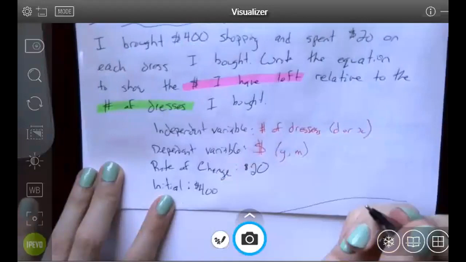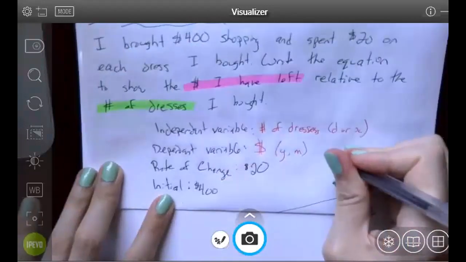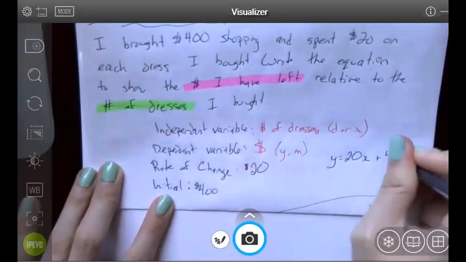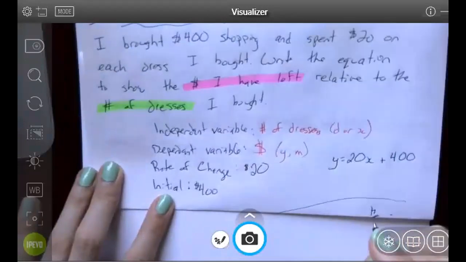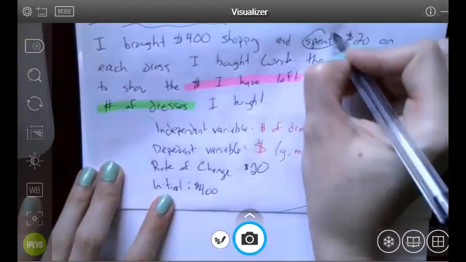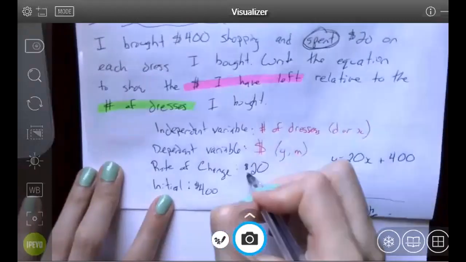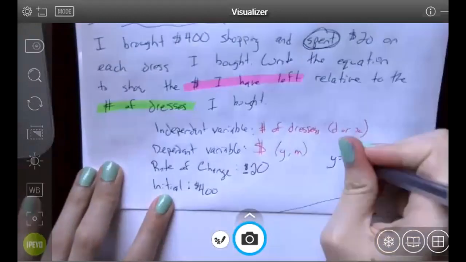So now that we know all of that, our equation is just going to be something along the lines of Y equals our rate of change X plus the 400. Now, the one thing you do need to watch out for is should there be any negative signs? Because I am spending or losing $20 every time I buy a dress, my rate of change actually needs to be negative. My amount is going down.